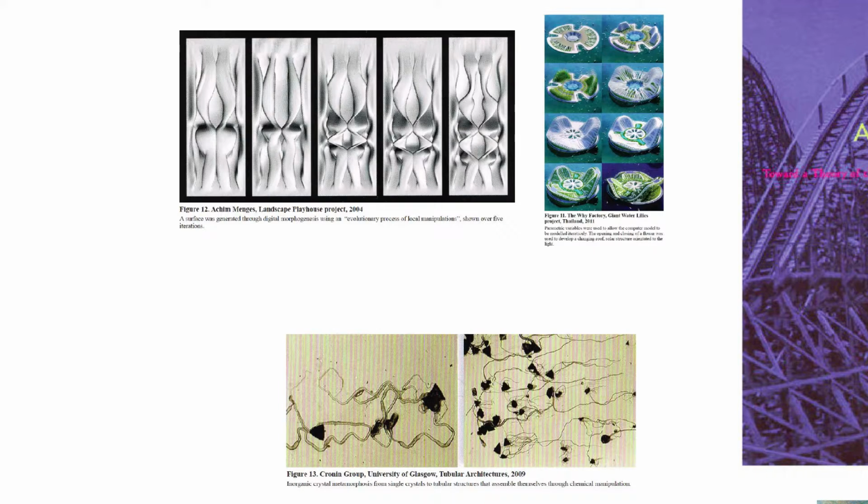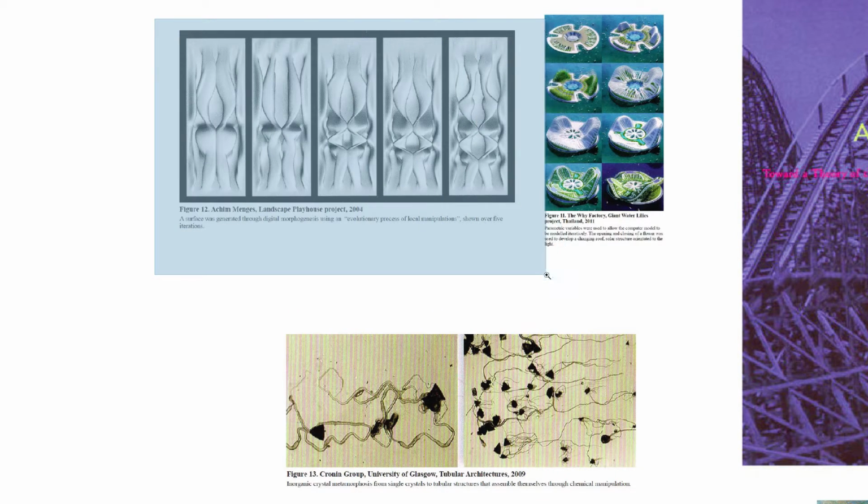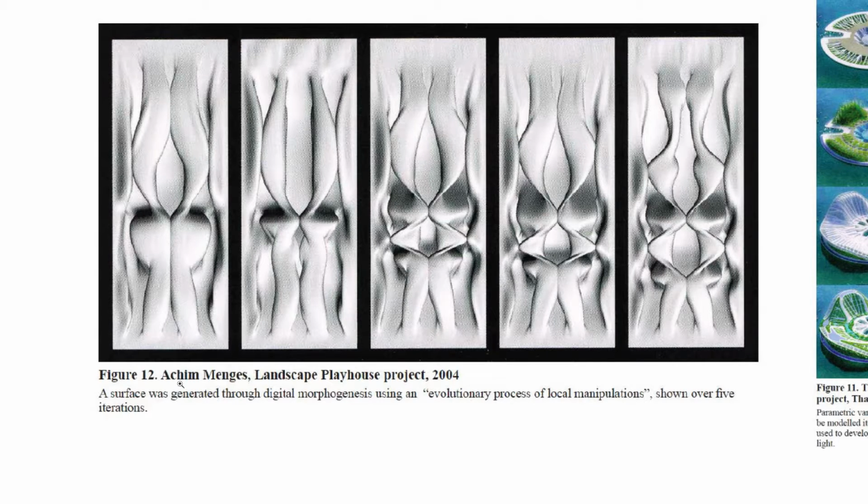And it gets stronger and stronger in relationship to, for instance, genetics. Because in genetics, the genetic code both has a level of continuity within it, but also allows individual variation. Through reproduction, it then takes in more information and modifies. One thing that I was interested in you can see here, this is the caption from this project by Occupancy: a surface was generated through digital morphogenesis using an evolutionary process of local manipulations shown over 5 iterations.